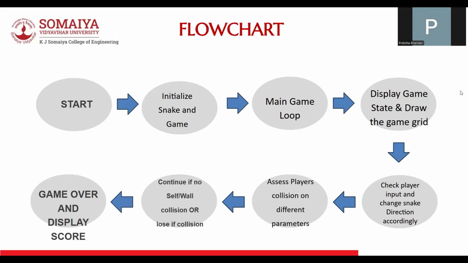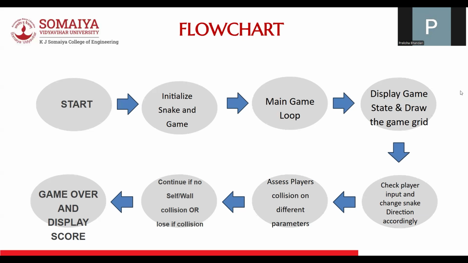Sixth, it checks if the snake has collided with itself or the game boundaries, the wall collision. If there is a collision, the game will end. If not, the game continues. Seventh is continue if no self or wall collision, or lose if collision, based on the collision assessment.